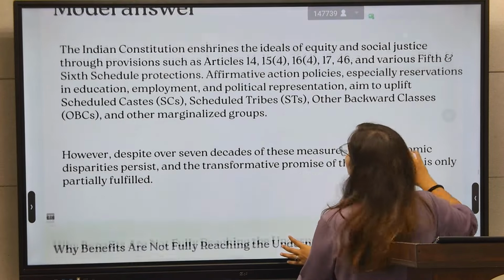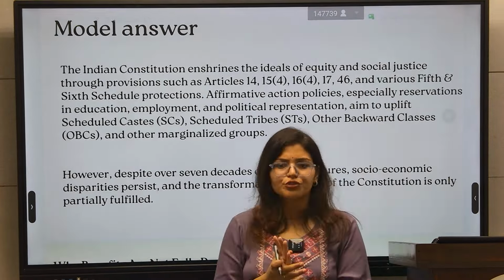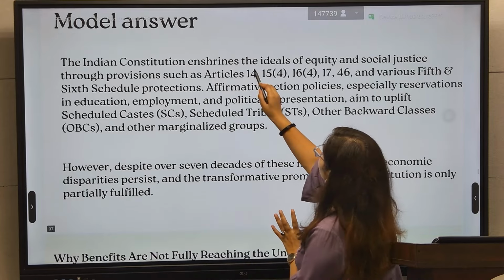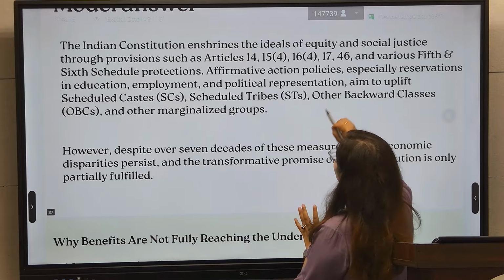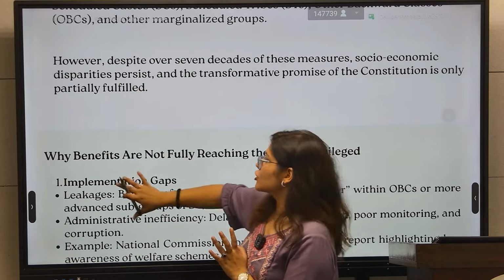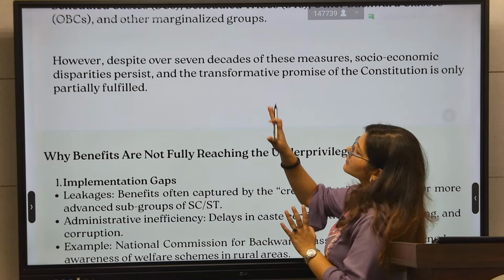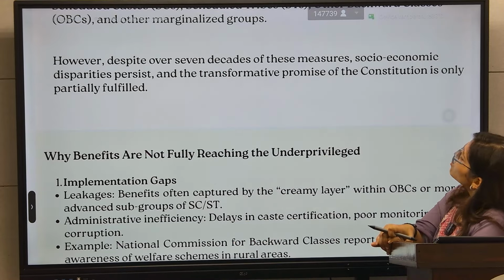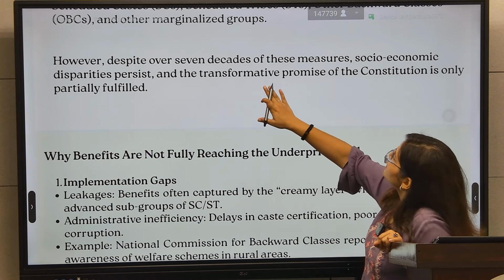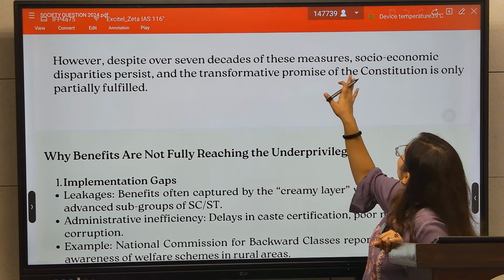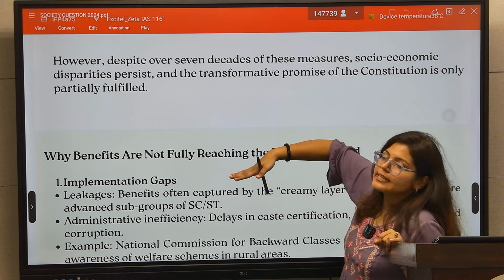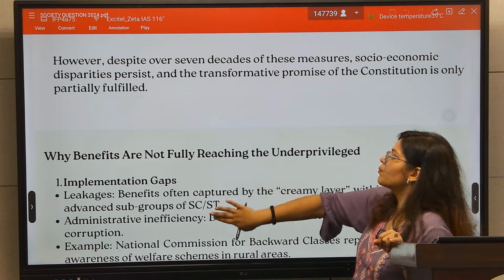See the model answer. Start with the constitutional provision or the policy. The Indian Constitution, write Articles 14-15, affirmative actions. I also give an interlinkage line between these two: however, despite over 7 decades of these measures, socio-economic disparities still persist and the transformative promise of the Constitution is only partially fulfilled. This gives an interlinkage between your introduction and your body part.